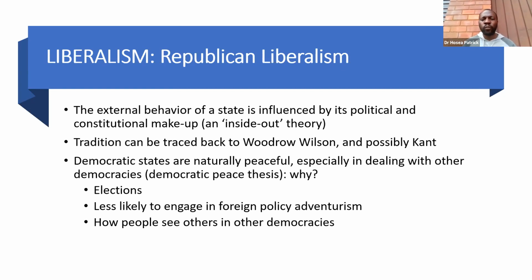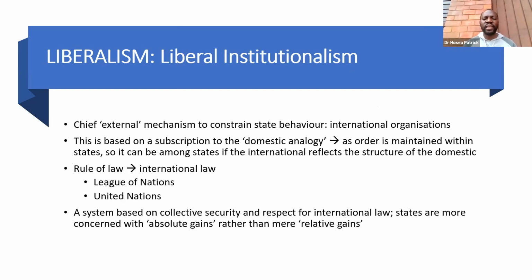So these are some of the things you look at when we talk about Republican liberalism. This can be traced to Wilson, Woodward and Kant. We talk about democratic states being naturally peaceful. I think we've discussed the democratic peace theory and all that. So the last aspect of liberalism is liberal institutionalism.